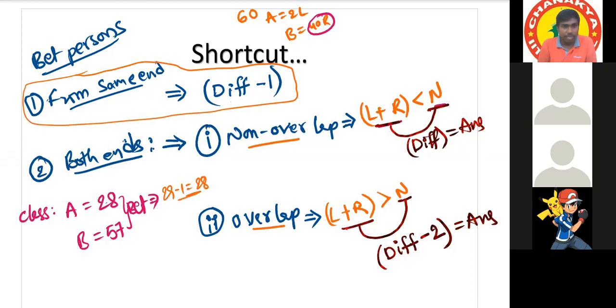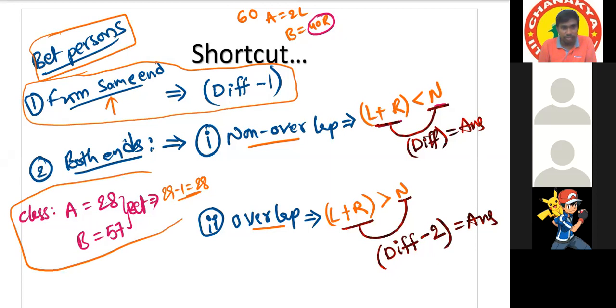So here is the between-persons shortcut, but both are from the same end, right? In this question, both persons are taken from the same end because he has mentioned the rank, not whether it is from first or last. Either we take both from first or both from last. In both cases, the number of persons between them will be 28. Yes or no?